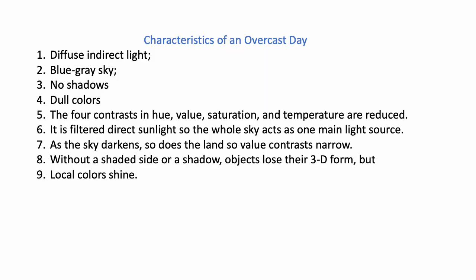Let's summarize the characteristics of an overcast day. It has diffuse indirect light because we don't know where the sun is or the direction of the light. And the sky is a blue-gray, not that cyan blue that we get on a sunny day. There are no shadows and the colors are dull. And the 4 contrasts of hue, value, saturation, and temperature are reduced compared to a sunny day.